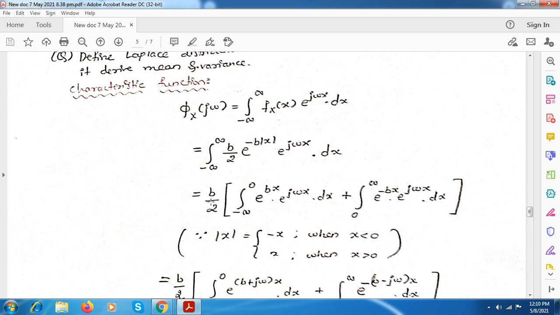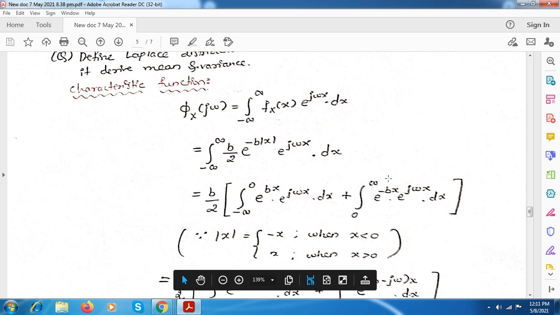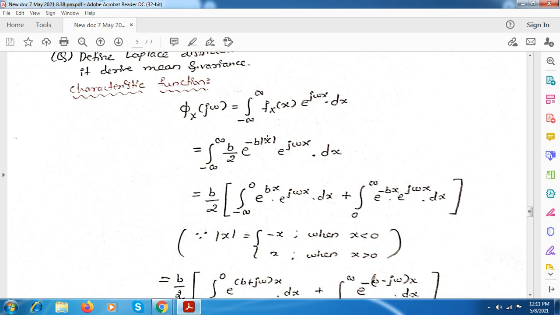Here this is constant, so take b by 2 outside, and integration from minus infinity to 0. The value of mod x will be minus x, because here the x value will be less than 0. So here it will be e raised to b into x into e to the power of j omega x into dx. From 0 to infinity, it will be e to the power of minus b into x, because here the x values will be positive. So here it is e to the power of minus bx into e raised to j omega x into dx.